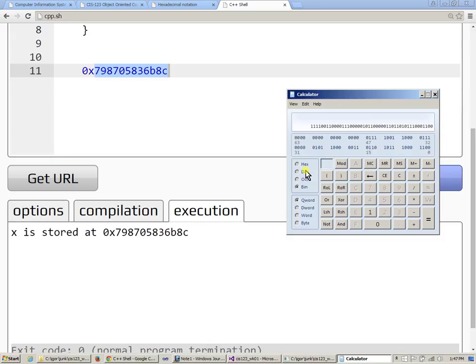So let's just remember that hexadecimal numbers are used to express memory addresses, and this would be the last thing I wanted to share with you today.